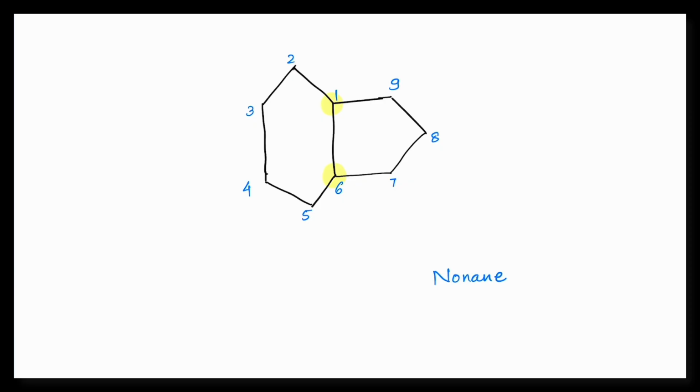Now since there are 2 cycles here, this compound will have a prefix called bicyclo. Then in order to figure out how to construct this compound, we write the number of carbon atoms in each path between the 2 common carbon atoms. I will repeat. We find the number of carbon atoms in each path between the two carbon atoms that are common between the cycles.